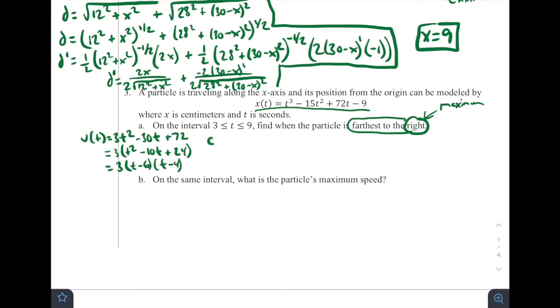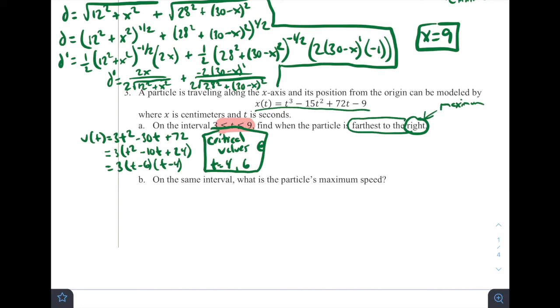So this is going to have critical points, critical values at t equals 4 and 6. And so those are the possible places here where this function could possibly have maximums or minimums. In this case, because they gave us a closed interval, the interval from 3 to 9, it would make the most sense for us to be trying to find the absolute maximum here.